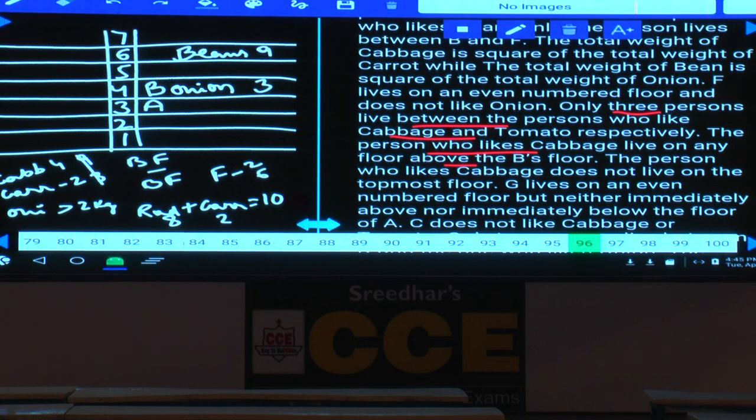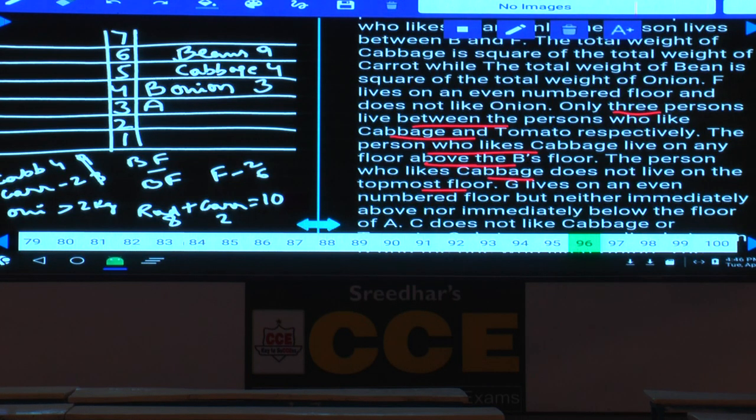Follow through. Cabbage can be 5 or 7, and tomato can be 1 or 3. Then cabbage lives on the floor above B's floor. The person who likes cabbage does not live on the topmost floor, so cabbage on the 7th floor is ruled out. Now cabbage must be on the 5th floor, and its weight must be 4 kgs.